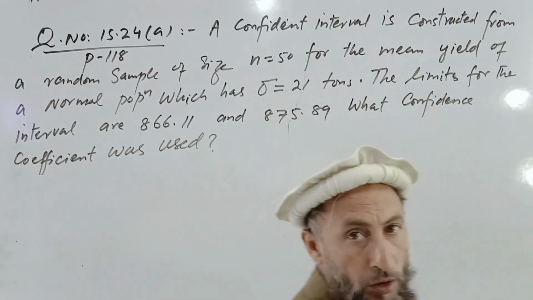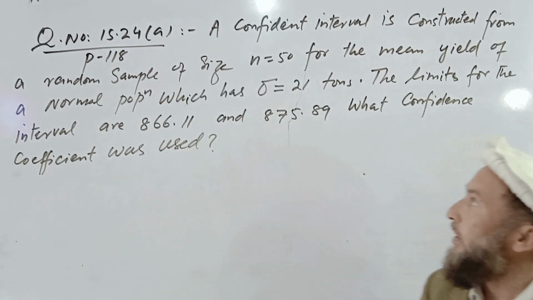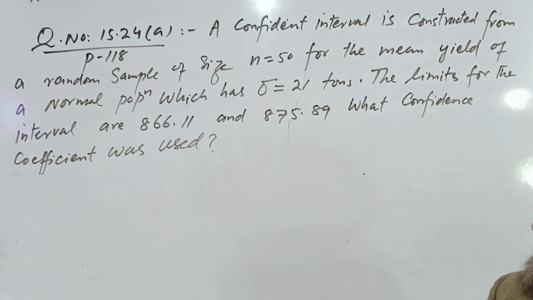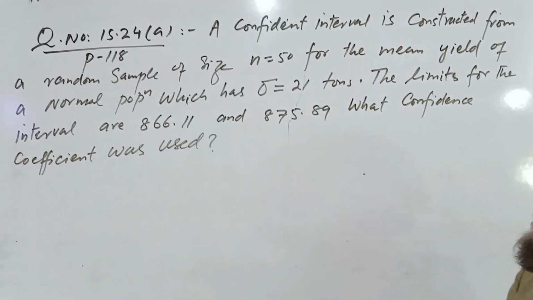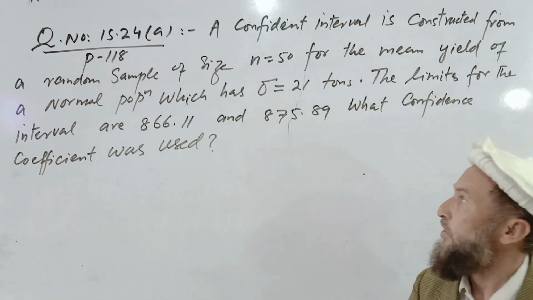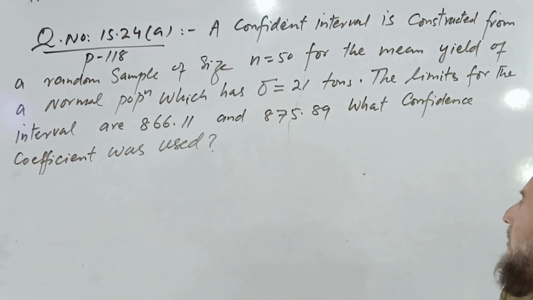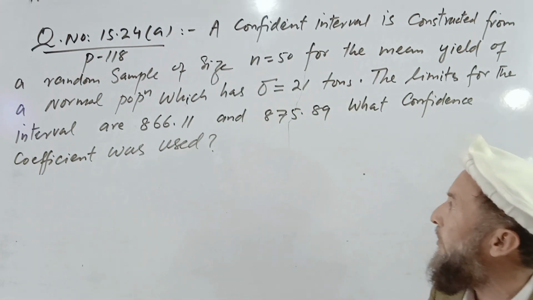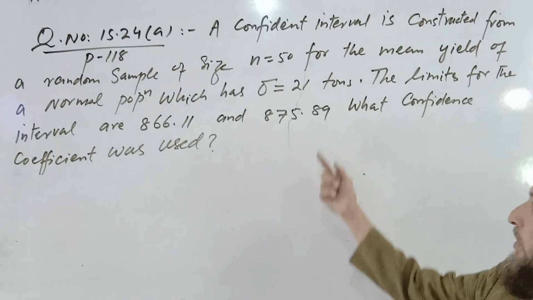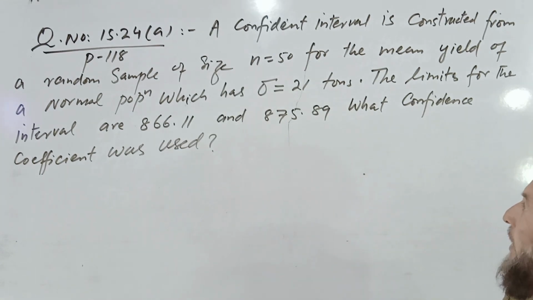Today we are going to learn the second question, number 15.24 part A, page number 115. A confidence interval is constructed from a random sample of size n equal to 50 for the mean yield of a normal population which has sigma equal to 21 tons. The limits for the interval are 866.11 and 875.89. What confidence coefficient was used?